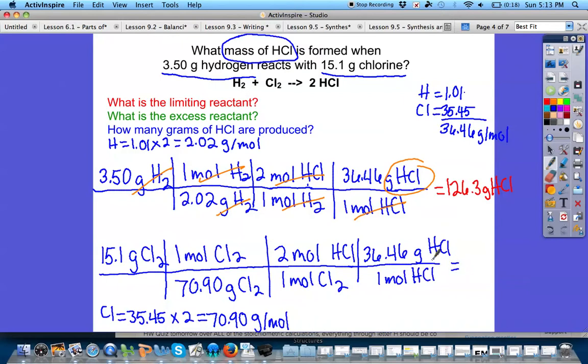So we're going to take 15.1 times 2 times 36.46, divide that by 70.90, and I got 15.33 grams of HCl. All of these units do cancel.